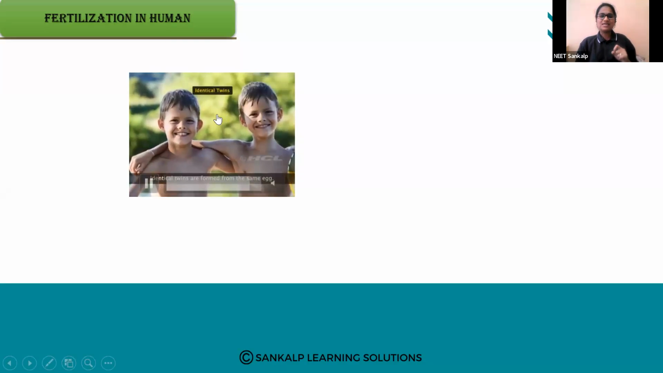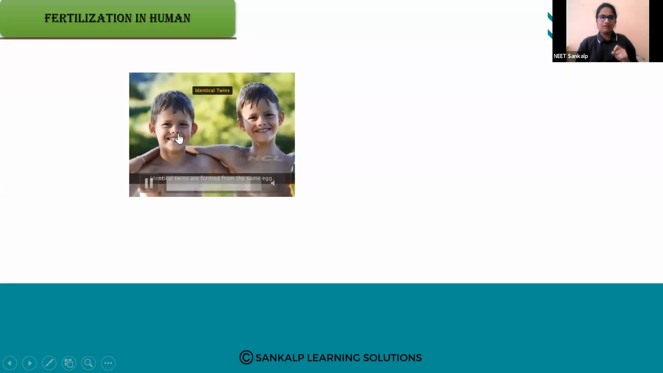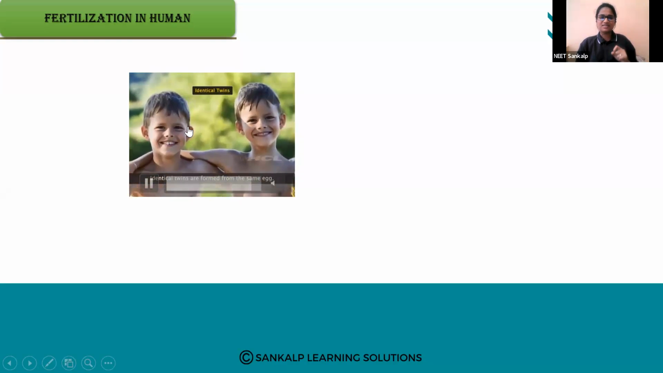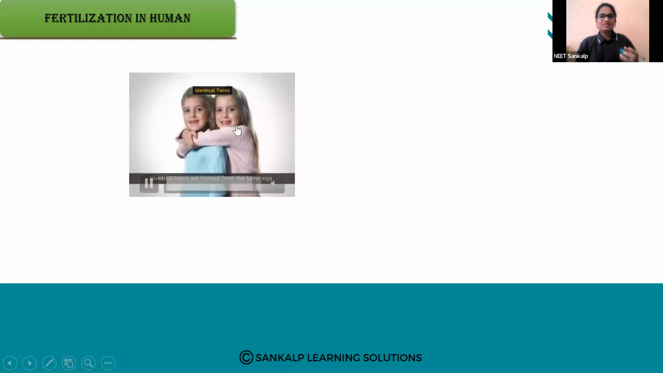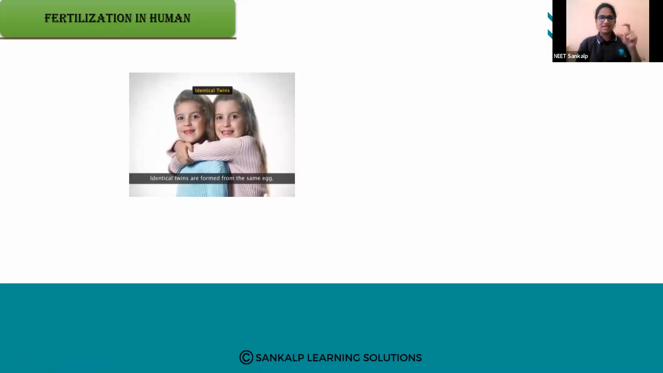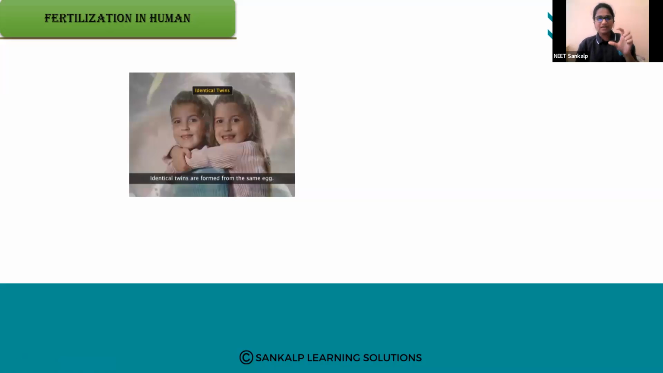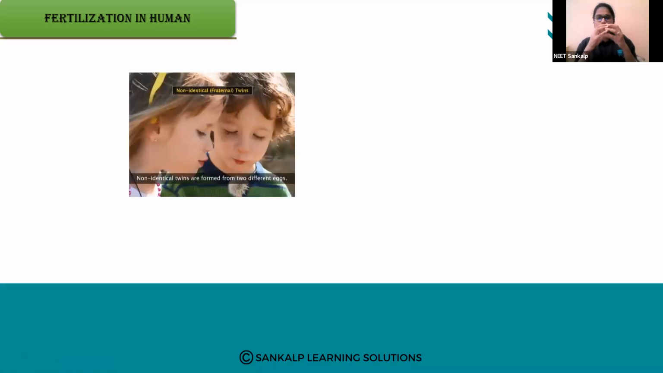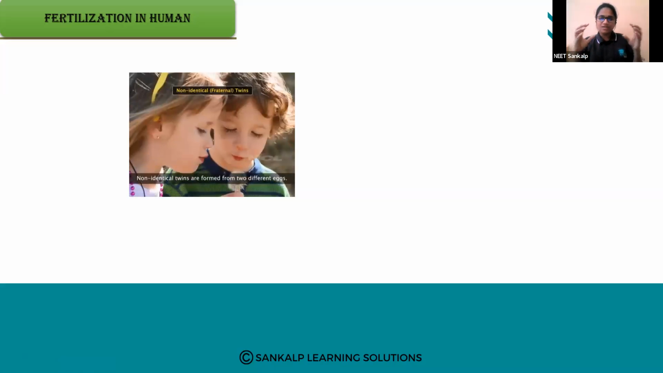So we may see identical twins, who are similar in every way. These identical twins are formed by the same egg. After the zygote is formed, the zygote undergoes cleavage and splits, and we call them identical twins.